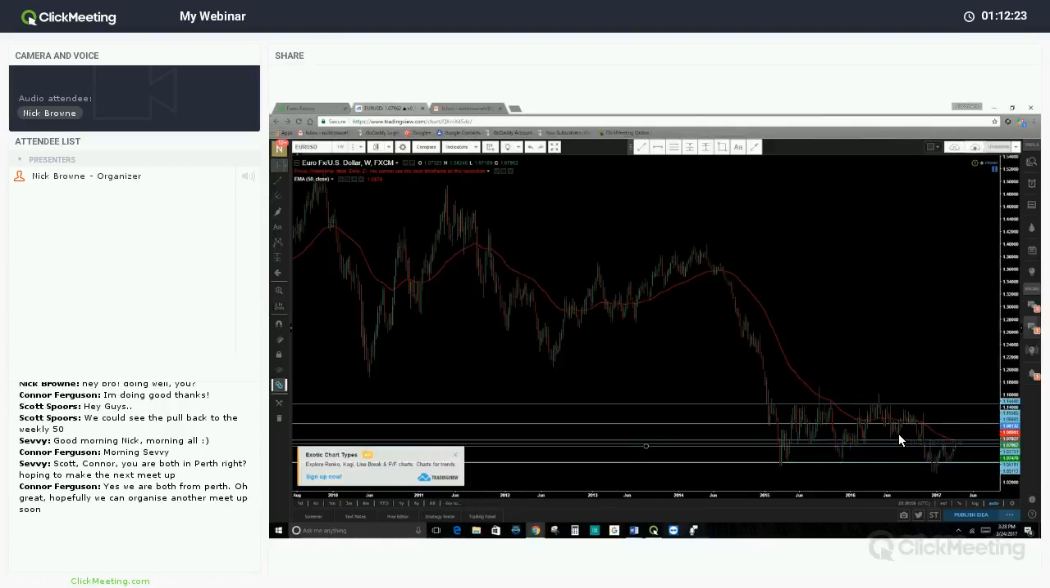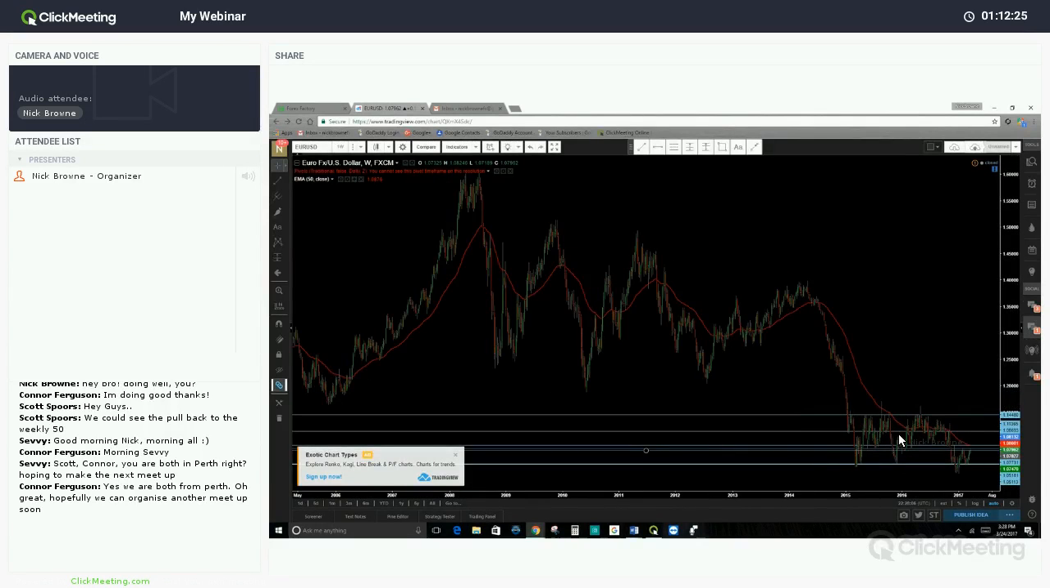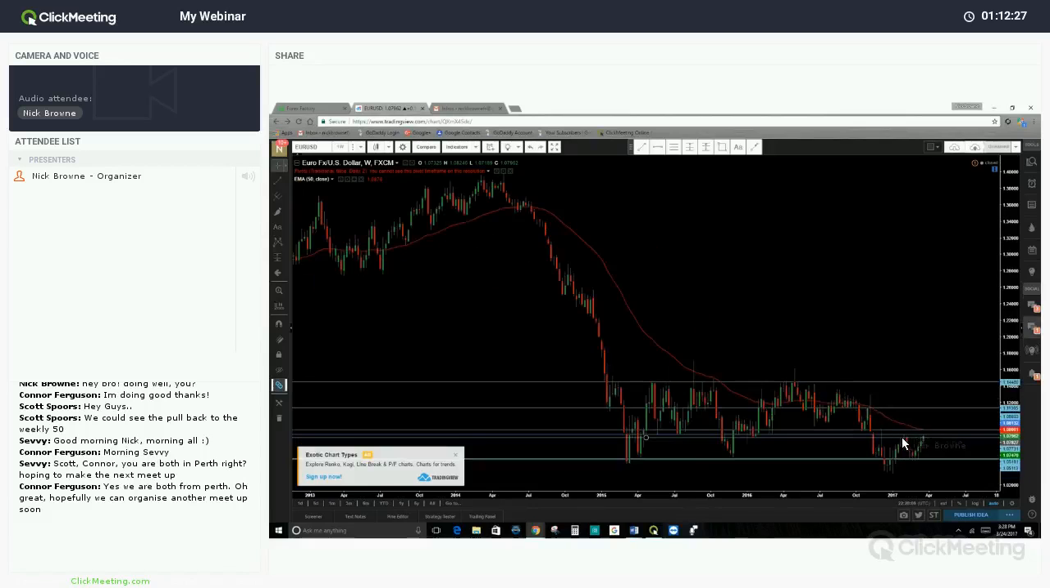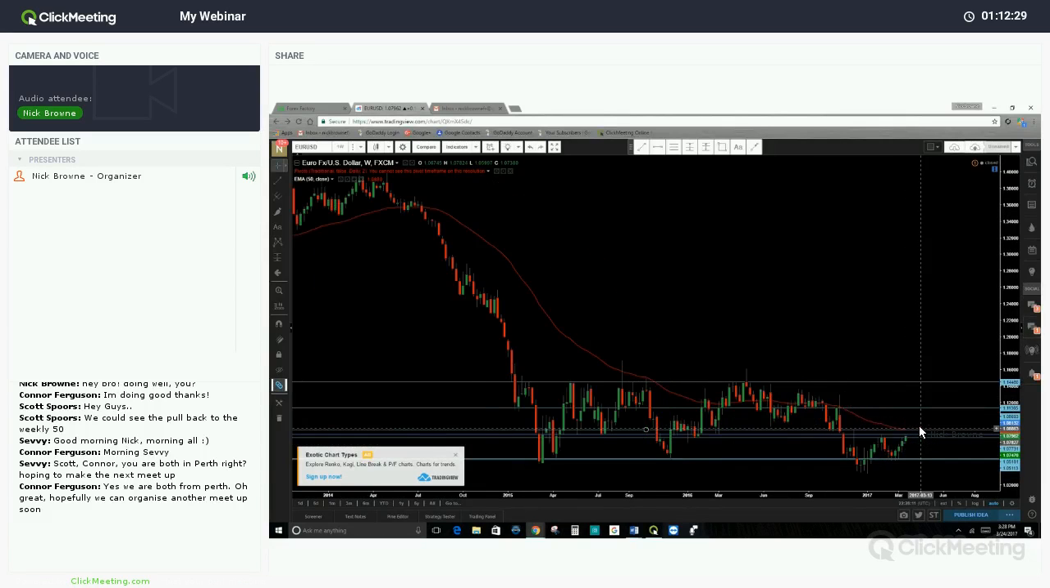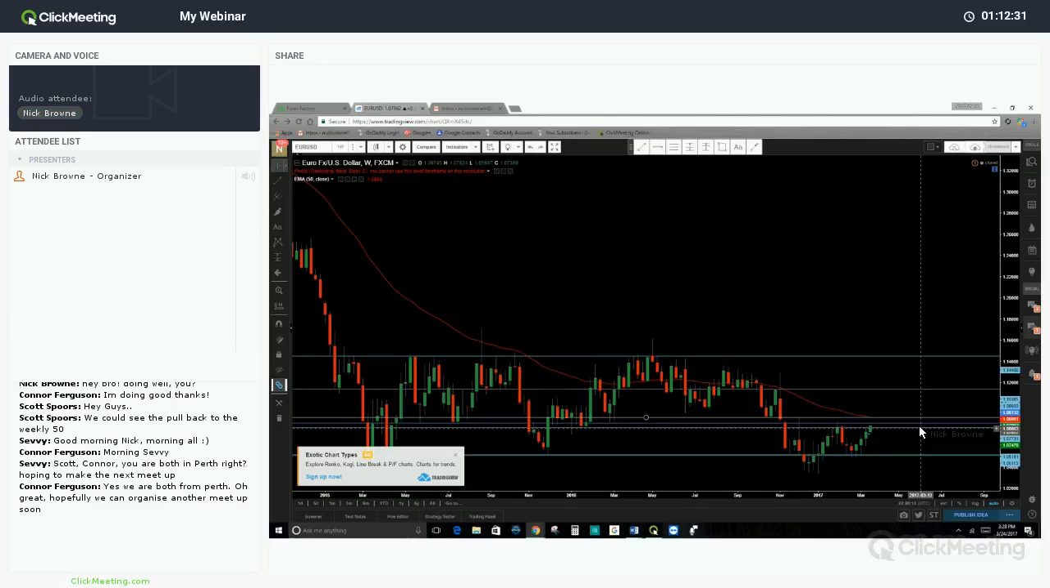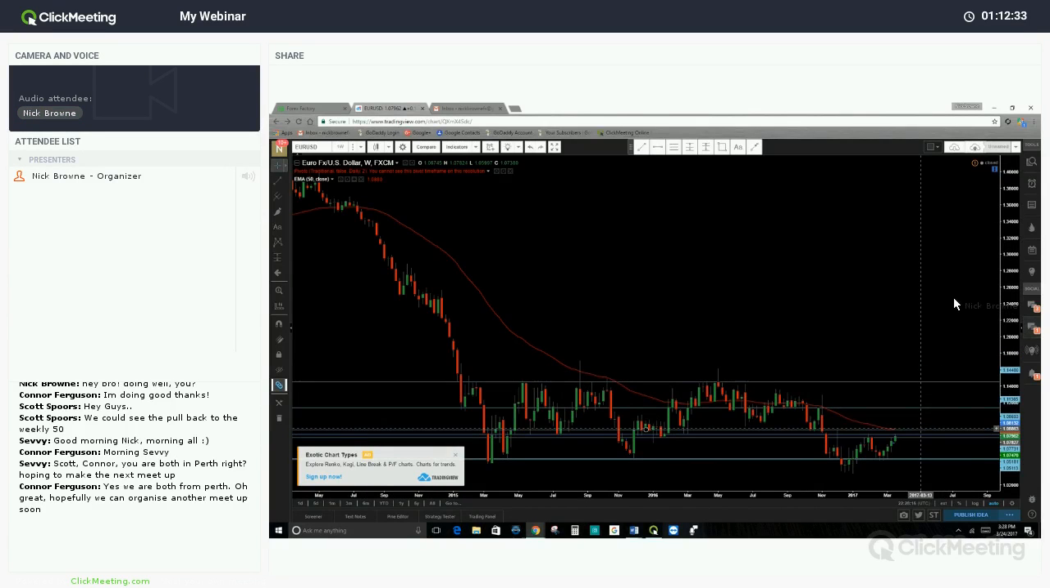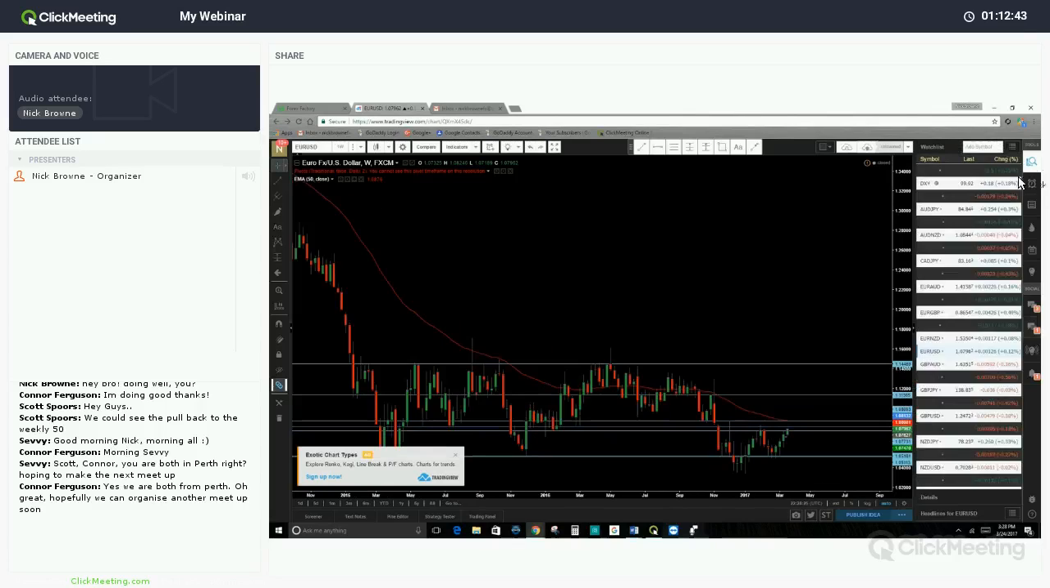Let's see how well respected this weekly 50 is. Yeah, I still don't want to trade through the weekly 50. And actually, let's scratch that. This is still kind of iffy. I want something clean. Let's do Pound Aussie.